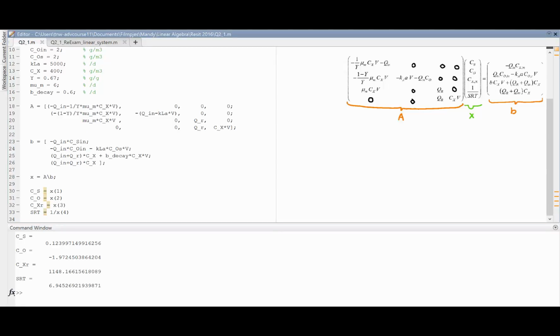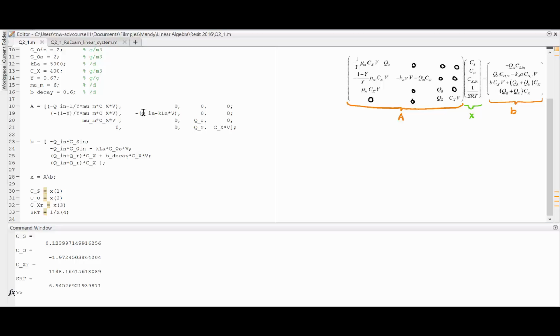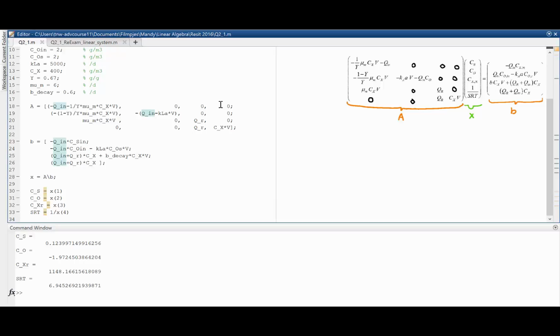However, the answer gives us a negative oxygen concentration. I've made a typo. So always ask yourself whether the outcome is possible and logical.